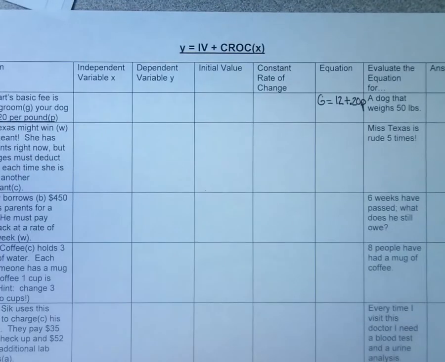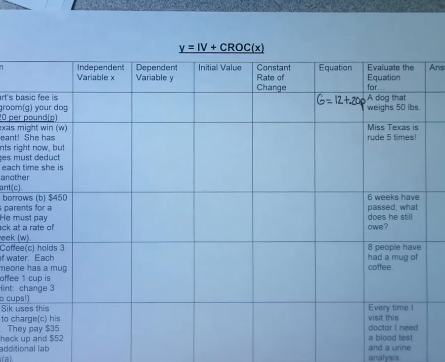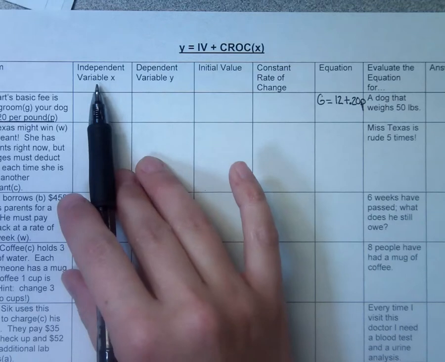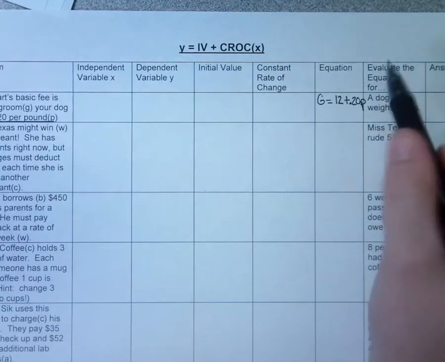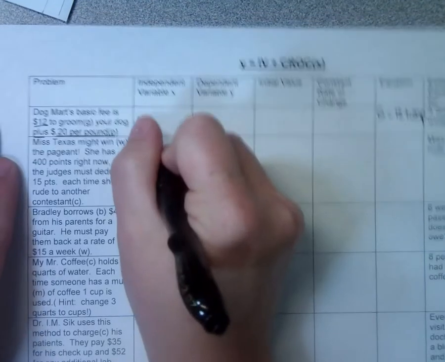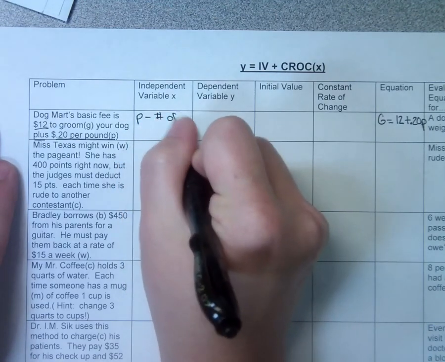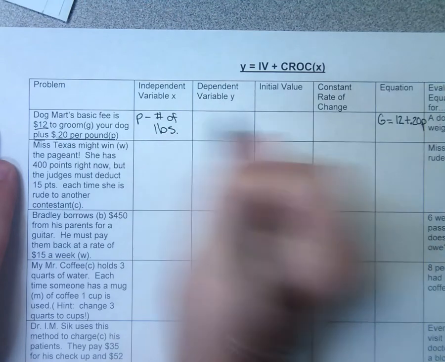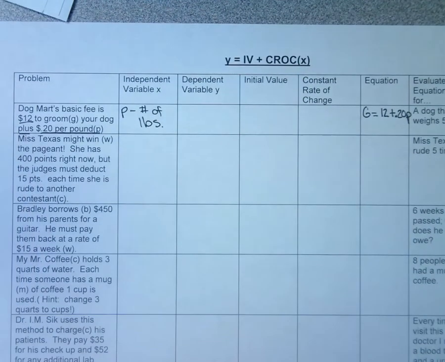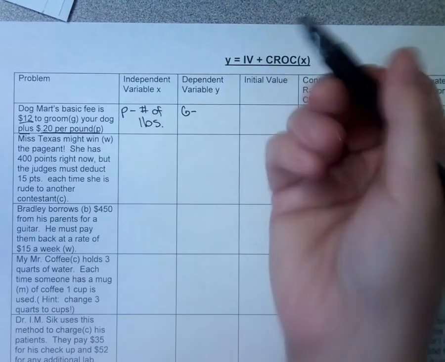And this is pretty tiny, so hopefully you can see it. So G equals 12 plus 0.20 P. Okay, then it wants to know which one's the independent variable. The independent variable is the X. Well, we didn't use an X today. Instead, we used a P. So the independent variable is going to be P, and P stands for number of pounds that the dog weighs. The dependent variable is the Y, but today we didn't use a Y, today we used a G. And G stands for the fee to groom our dog.